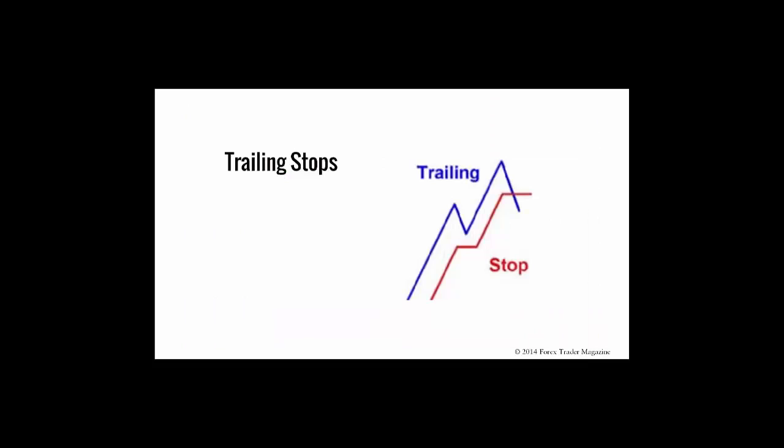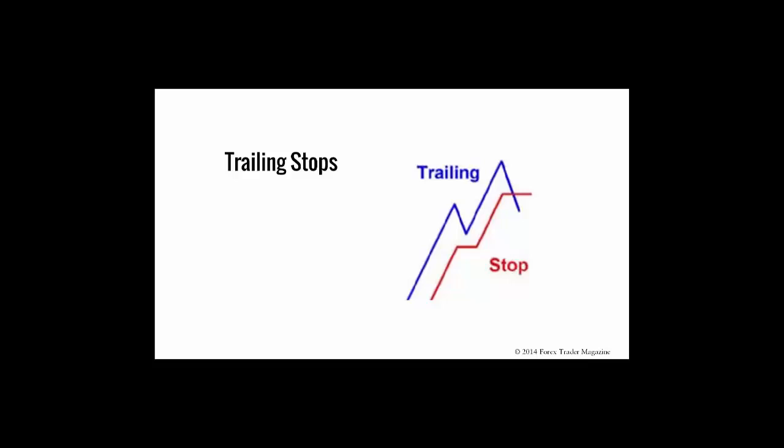Now I want to introduce the subject of trailing stops. The principle behind a trailing stop is that rather than just setting the take profit at a particular set level, we want to be able to have a facility to change that level automatically. It's a bit of a ratchet effect.